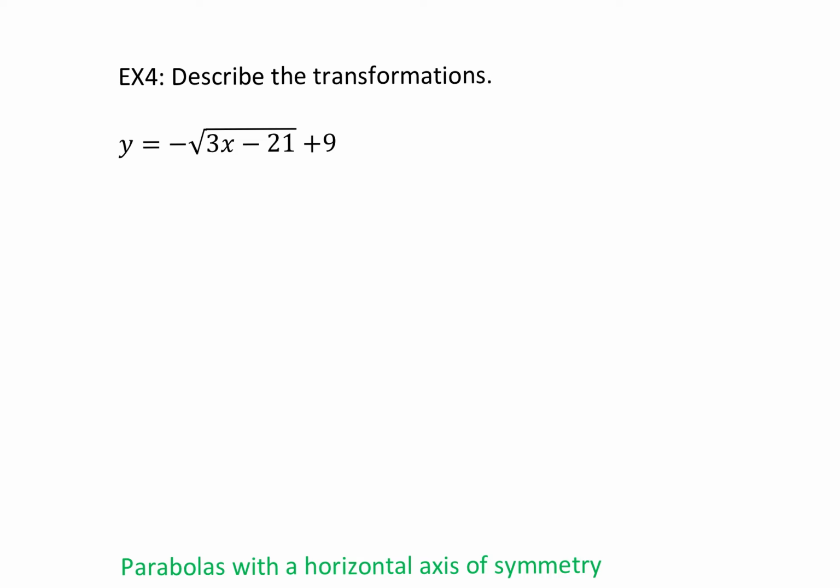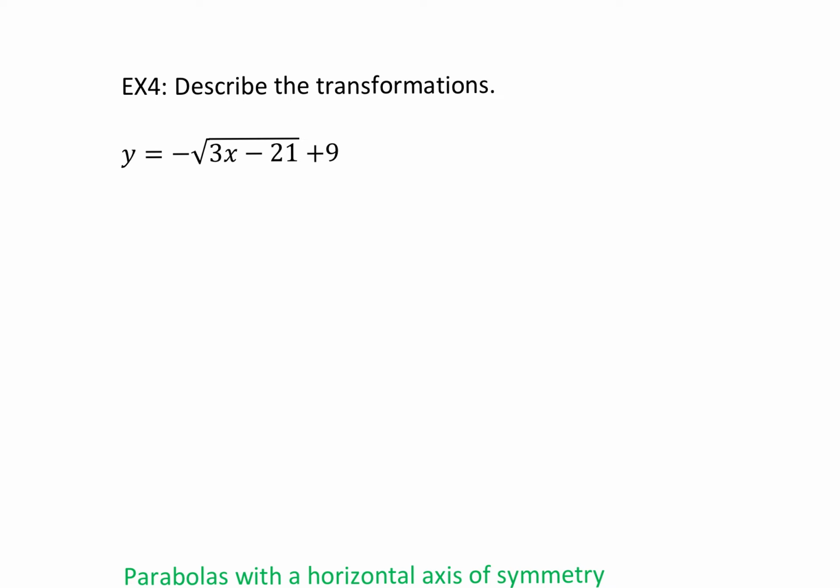The first thing I want to do here is factor out the 3 to rewrite this as y equal to negative square root of 3 times x minus 7. So now that I have the coefficient on x as 1, I've factored out the 3, I can identify my transformations. And the order that you typically would do a transformation is the order of operations. Imagine putting in a number for x. The first thing you're going to do is that -7. So that's going to be a shift right.